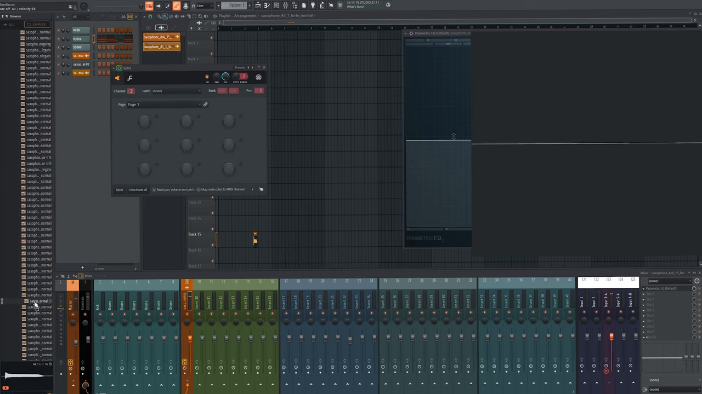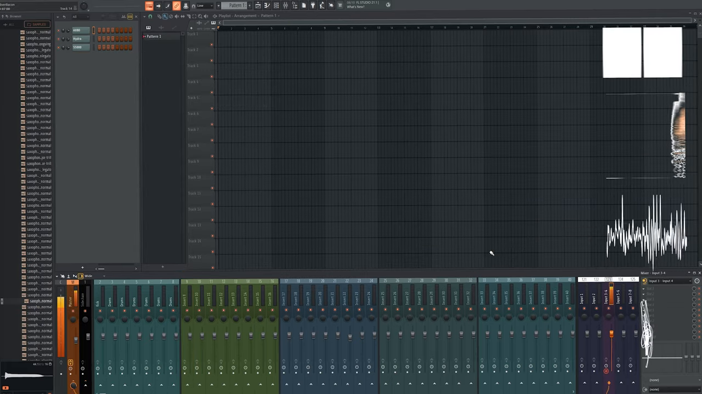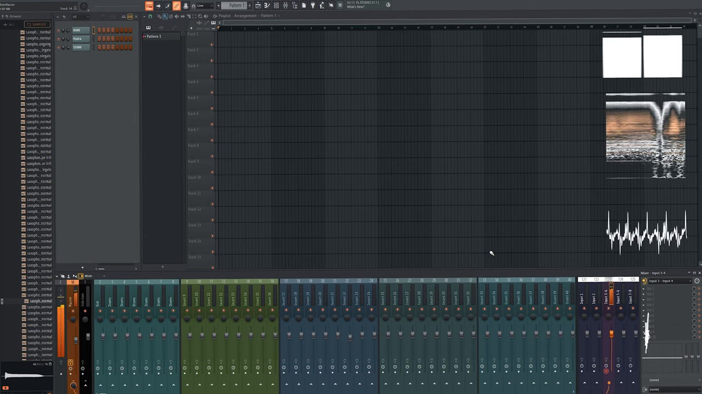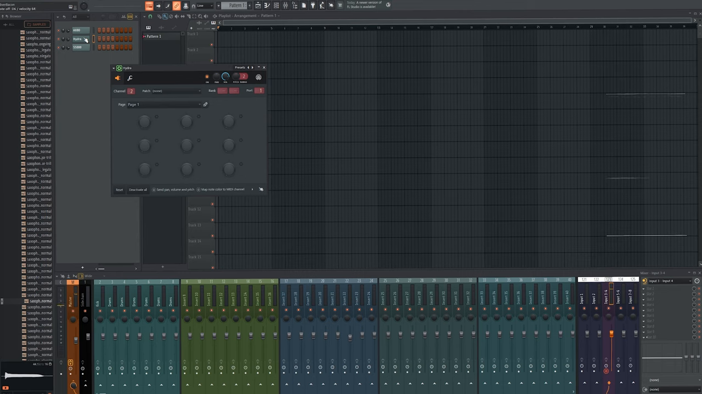Here is the fun part where we get to screw around with the patch and make something sound completely different than its original sound. I wonder what happens if we put a formant filter on here.